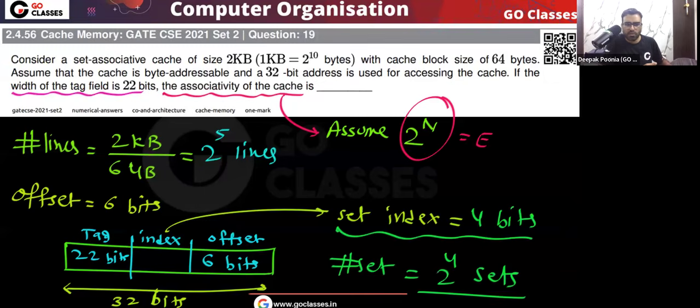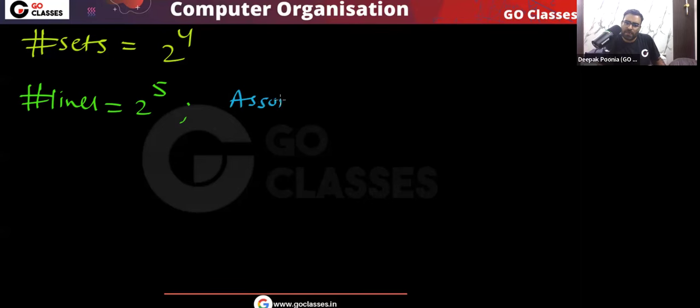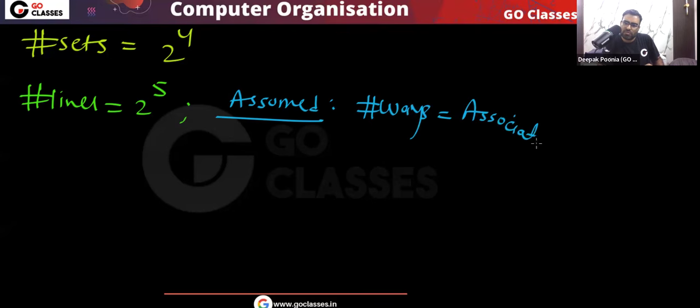Okay. Now you notice we are assuming the associativity is equal to 2 power n. So we have number of lines, that is 2 power 5. And we are assuming that in every set there are 2 power n lines. We have already assumed the number of ways, or I can say the associativity. That means number of lines per set is equal to 2 power n.